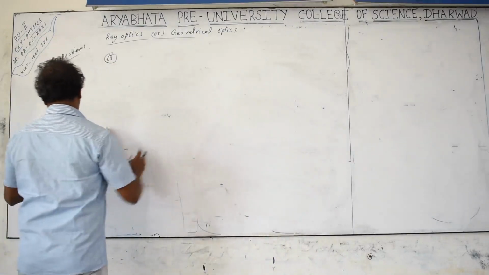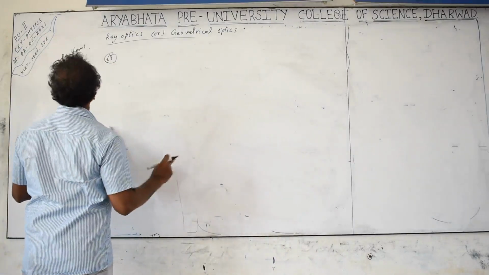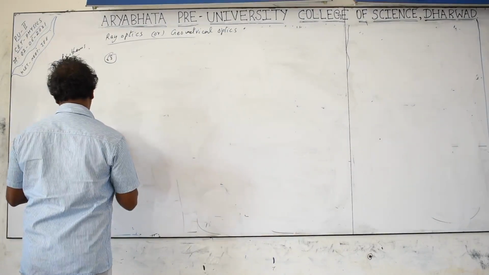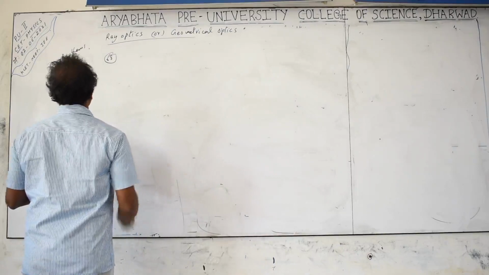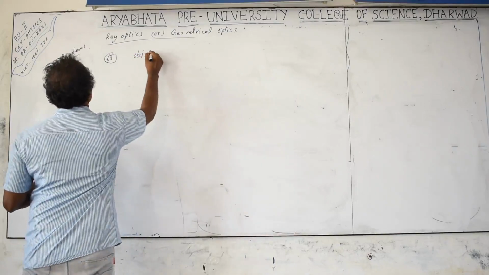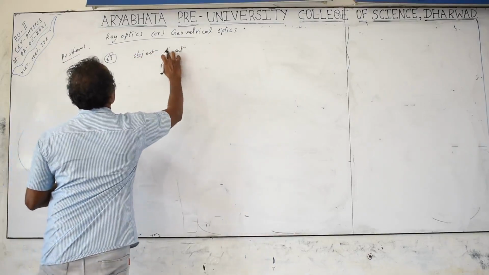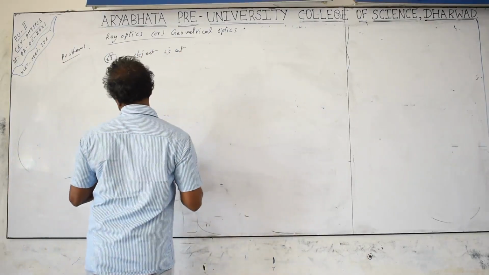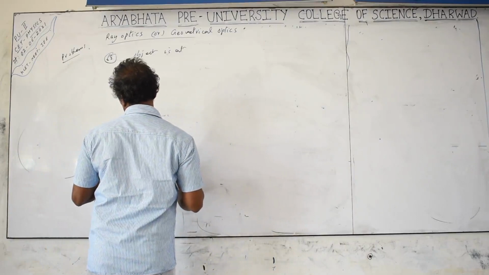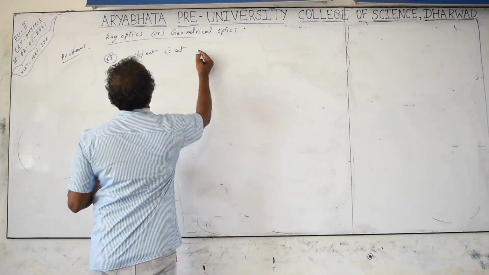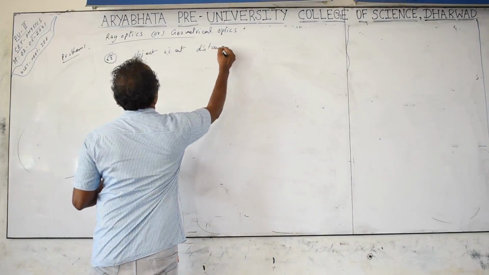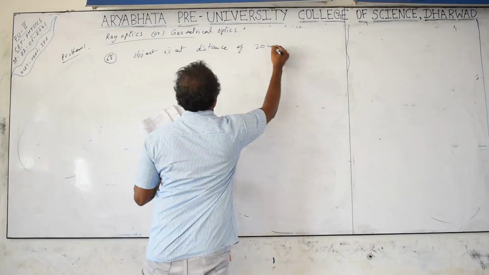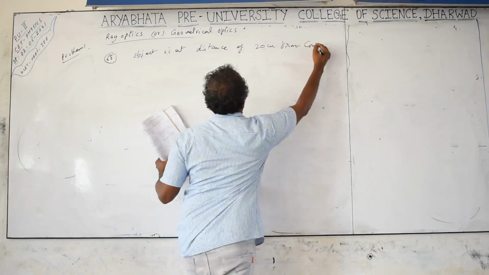Previous one is 67, this is 68. A luminous object is placed at 20 centimeters from the surface of a convex mirror. Luminous means producing light, a bright object. The object is at a distance of 20 centimeters from the convex mirror.